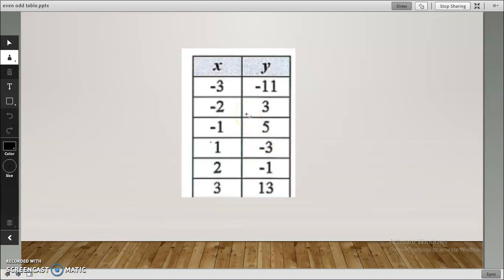All right, let's look at the next one. So again, just finding two of the exact same x values with opposite signs. It doesn't matter which ones I choose. Let's see, I have negative 3 and positive 3. Well, when x is negative 3, y is 11. And when x is positive 3, y is 13. Well, these are not even the same numbers. They're not even the same numbers with opposite signs. So this would have to be a neither.